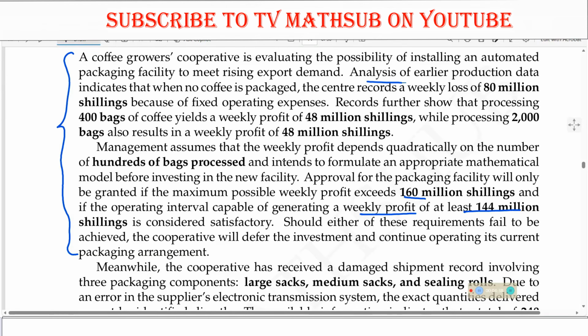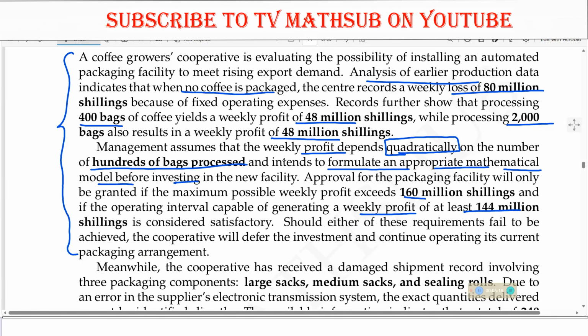So we are told that analysis of area production data indicates that when no coffee is packaged, the center records this loss because of fixed operating expenses. Records further show that when you process 400 bags of coffee, you obtain a profit of this, while when you process this, you obtain a profit of this. Now, management assumes that the weekly profit depends quadratically, this is very important, quadratically, on the number of hundreds of bags processed, and intends to formulate an appropriate mathematical model before investing in the new facility. Okay, so that is the information that we need to first use to get the profit function.